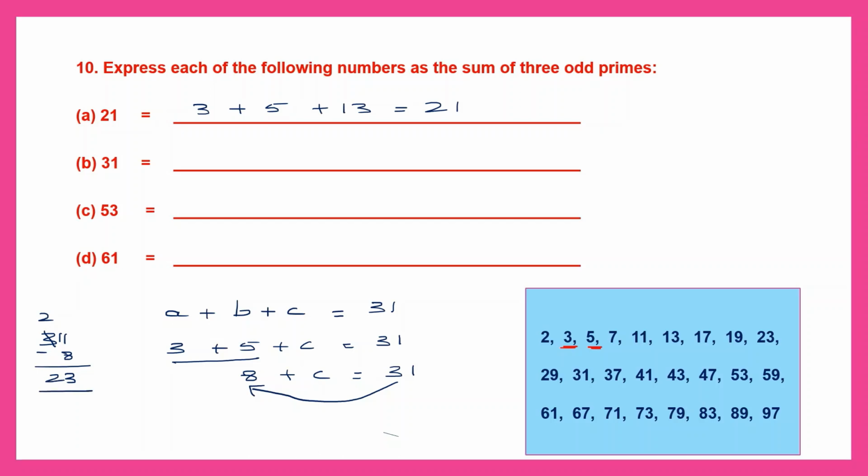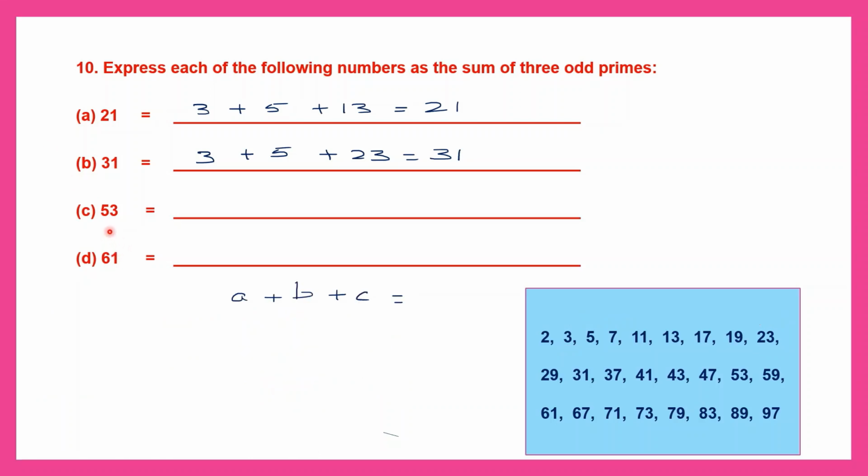So I have 23. Can 23 be my third number? Let's check if 23 is a prime number. So let's check and see. Yes, 23 is a prime number. So my third number can be 23. So I have 3 plus 5 plus 23. All three are odd prime numbers. So let's write that down. 3 plus 5 plus 23 will give us 31.